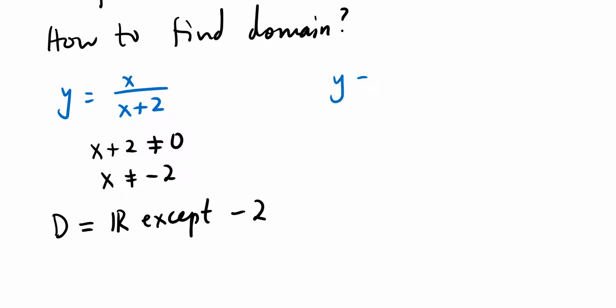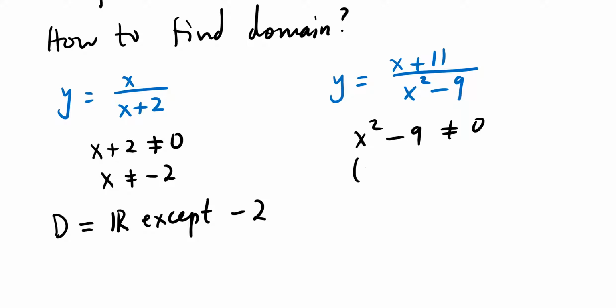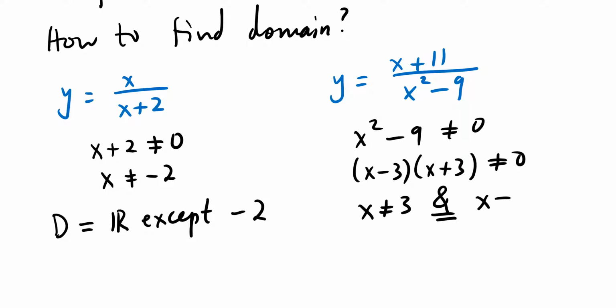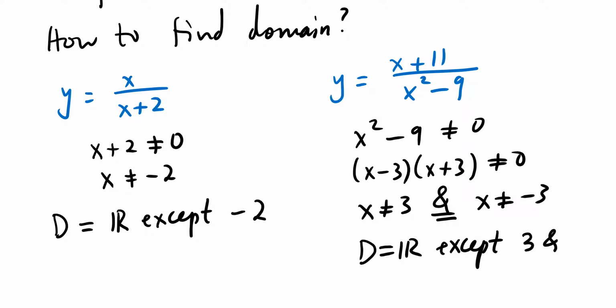We can look at another example. Let's say x plus 11 over x squared minus 9. What would be the domain here? Same procedure: x squared minus 9 cannot equal 0. x minus 3 times x plus 3 cannot equal 0. So x cannot equal 3 and x cannot equal negative 3. So the domain is all real numbers except 3 and negative 3.